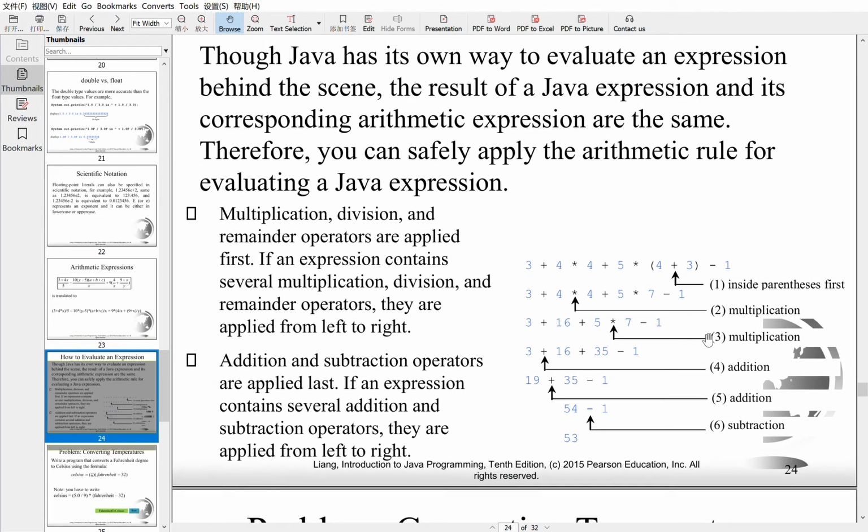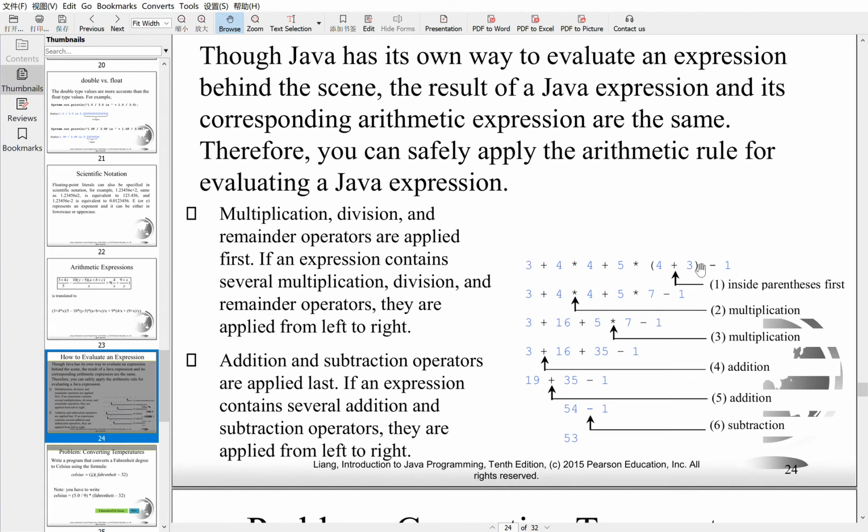The multiplication, division, and remainder operators are applied first. If an expression contains several multiplication, division, and remainder operators, they are applied from left to right. The addition and subtraction operators are applied last. If an expression contains several addition and subtraction operators, they are applied from left to right.